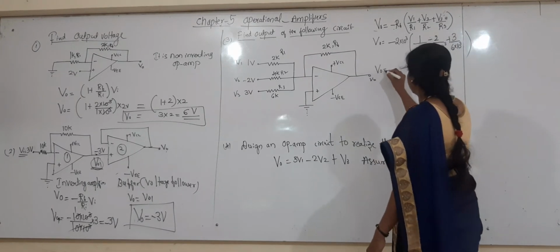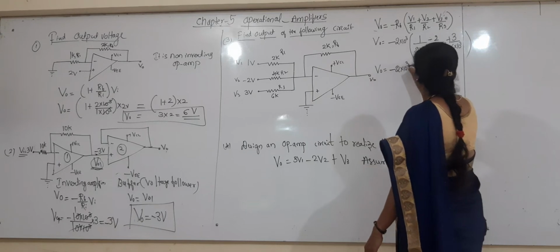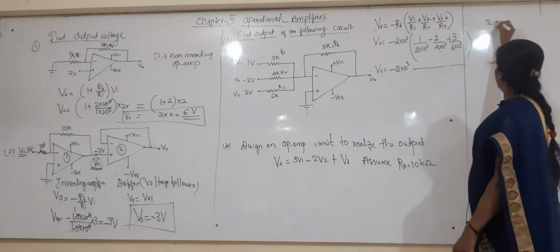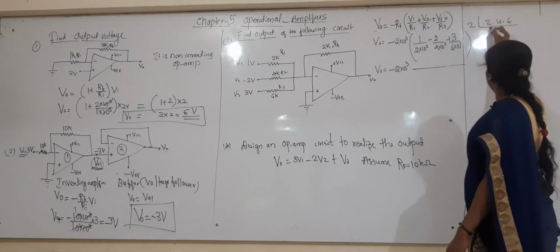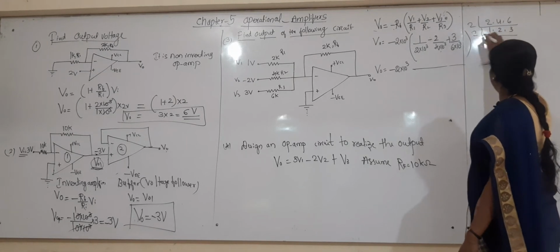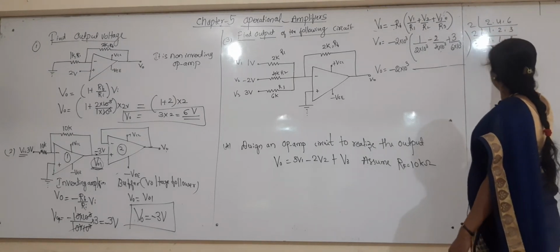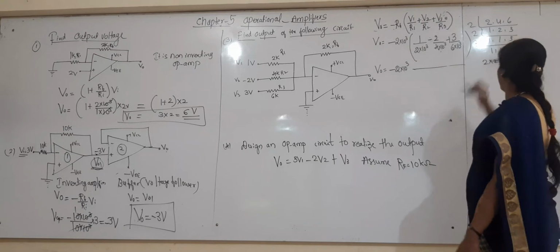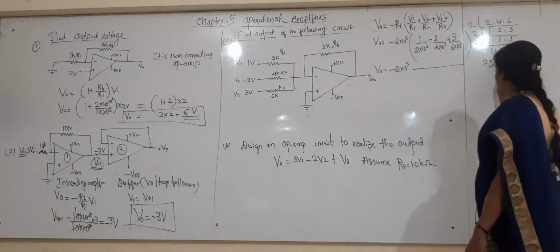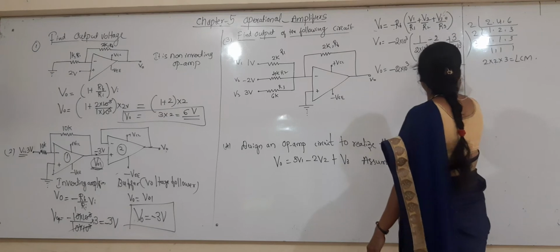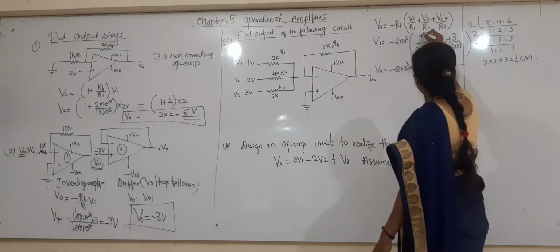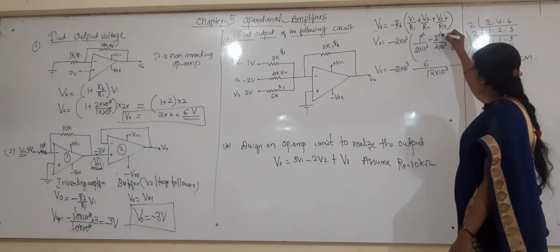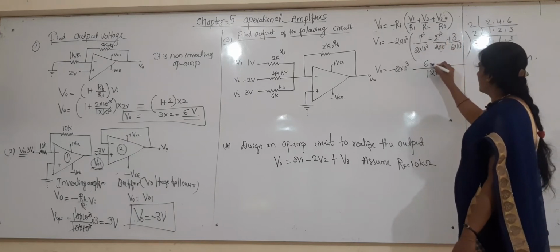So V0 is equal to minus of 2 kilo into the LCM of 2, 4, 6. What is the LCM of 2, 4, 6? 2 1s are 2, 2 2s are 4, 2 3s are 6. The LCM is 2 into 2 into 3; 2 2s are 4, 4 3s are 12. So 12 kilo ohm is the LCM. To get 12 from 2 we have to multiply with 6, so that is 6. To get 12 from 4 we have to multiply by 3, so minus 2 3s are 6.